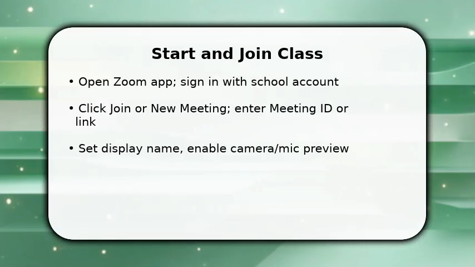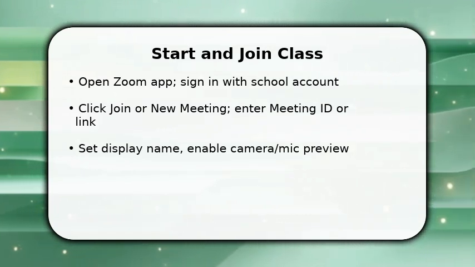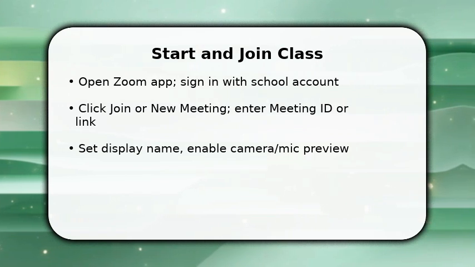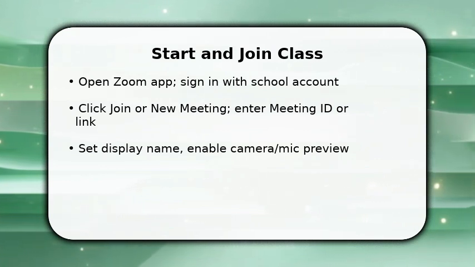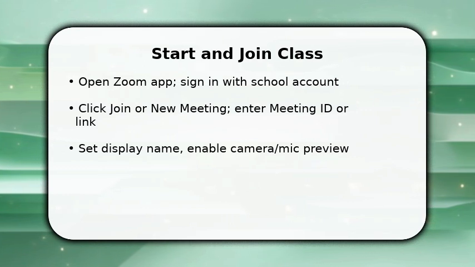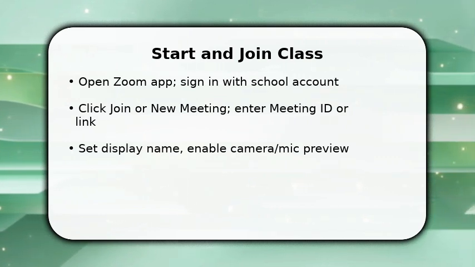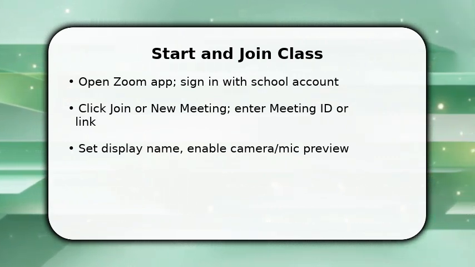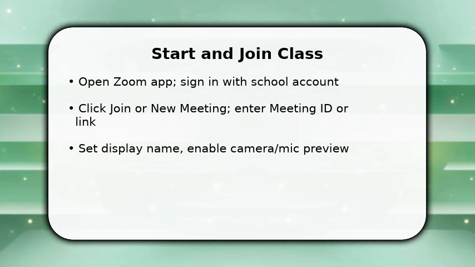You begin by opening Zoom and signing in with your school credentials so permissions match your class roster. Next, click Join or New Meeting and paste the meeting ID or the direct link. This connects you immediately. Once connected, choose a display name that your instructor recognizes, then use the camera and microphone preview to confirm video framing and audio levels. Make sure to select the correct audio device and test speaker volume before class starts, so you avoid interruptions.